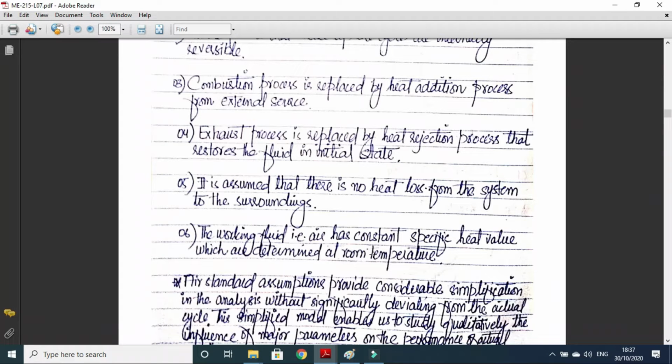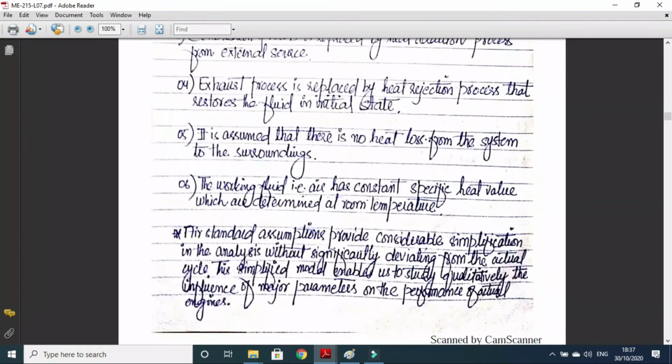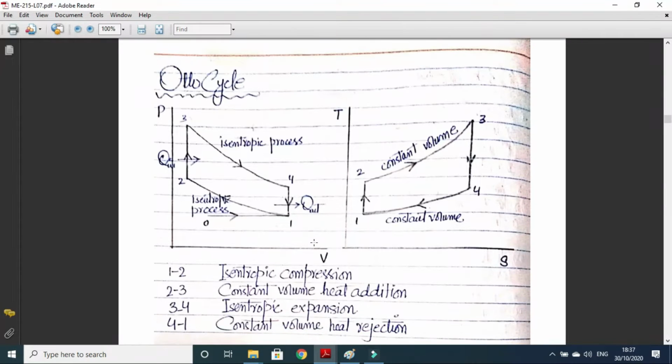So we will be using the cold air standard assumption, that is the Cp and Cv are constant. And the advantage of these assumptions is that they simplify the actual engines and enable us to determine the performance parameters which are qualitatively near to the parameters of the actual engine. So this thing we have already learned.